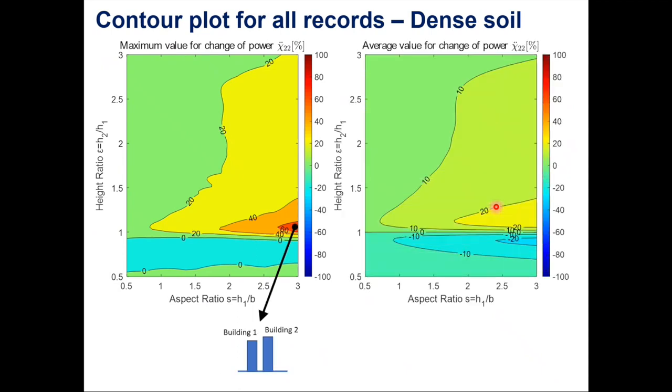Now, this is for the same records, but for dense soils. So basically, you have a better soil. Dense soil is like a shear velocity of 300 meters per second, something like that, 350. For loose soils, we are thinking about 180, 200 meters per second. In this case, the amplification between the buildings decreases. So this phenomenon is less important than for loose soils. If you have rock, this phenomenon practically doesn't exist, and it's possible to not consider it. But for loose soil, it's something worth taking into account.